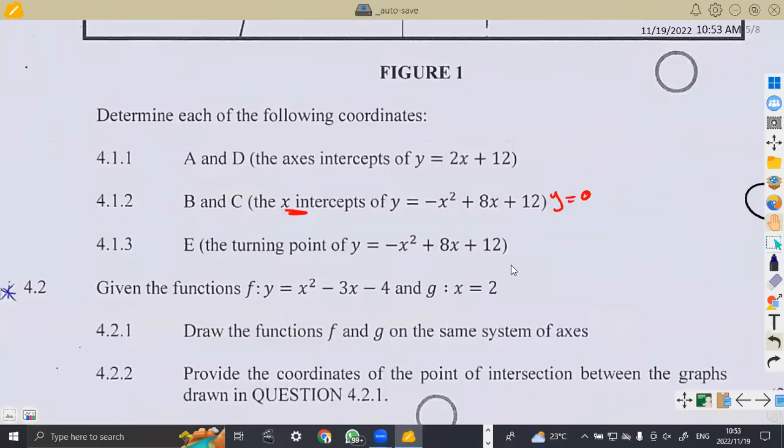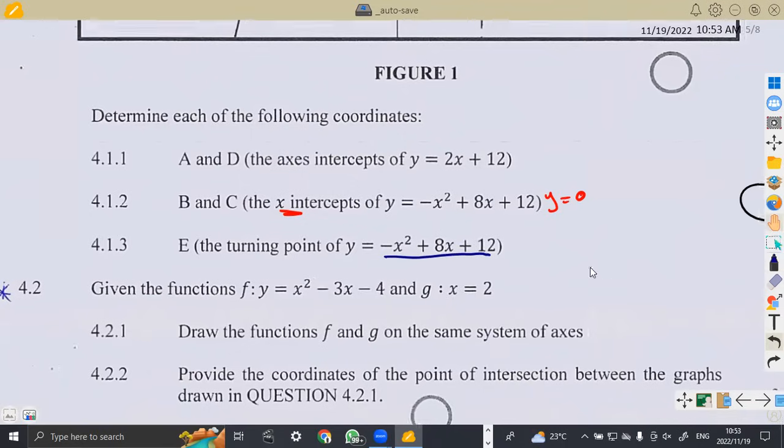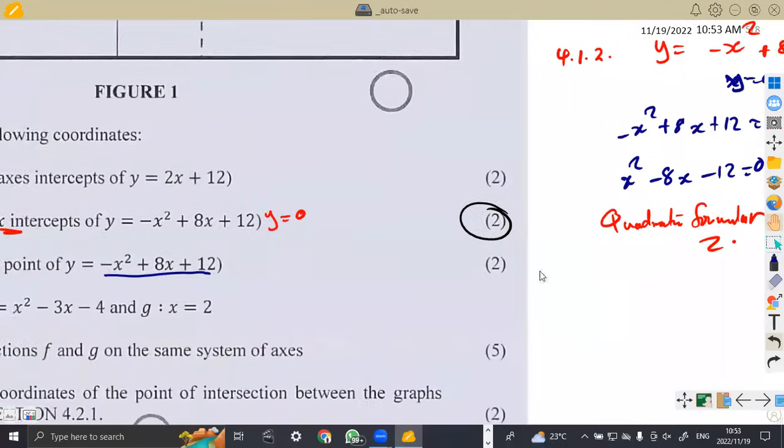4.13, the turning point. So we are now asked to calculate the point E, which is the turning point of, we are still having the wrong equation here, which is the wrong graph. So you can use from this one. If you had to work with this one, then you can do that, but you're supposed to go back to the original equation. But let's say you use this. Remember, the turning point is always at x is equal to minus b over 2a.